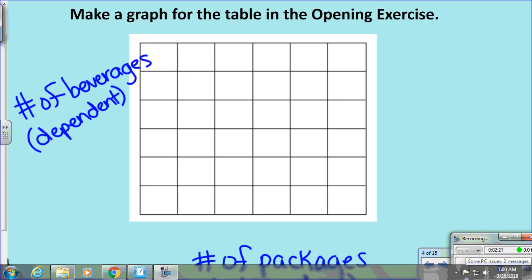In addition to titles, we also need some numbers. So where the x and the y-axis intersect, that will be my 0. And the number of packages will be 1, 2, 3, 4, 5. You can include that 6. And then I will skip count by 8 for my graph.